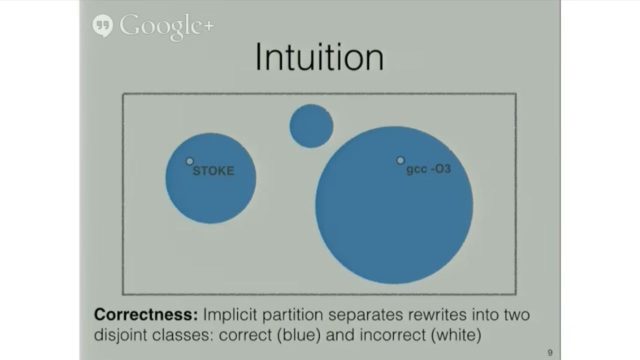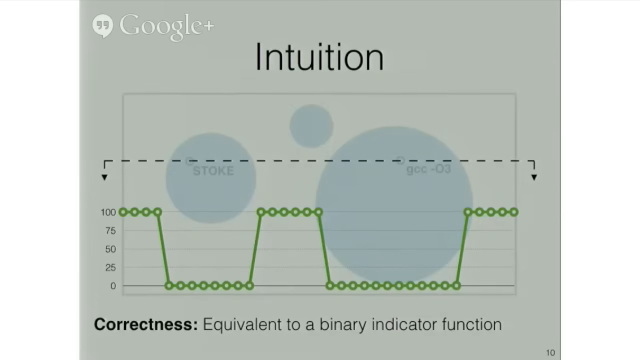So if you're comfortable with that, an equivalent way of visualizing this idea is with a binary indicator function. Here I've shown the value of such a function along a slice through the space, which passes through the two codes that I just showed you, the Stoke code and the GCC code. The way I'm drawing this function is 0 for all points that correspond to functionally correct rewrites, and it's non-zero otherwise. And even though I'm just showing you a function through a slice here, this function would be defined for all points in the space.